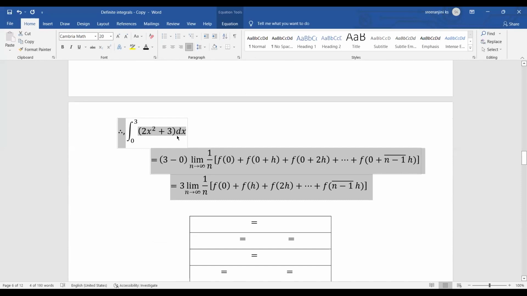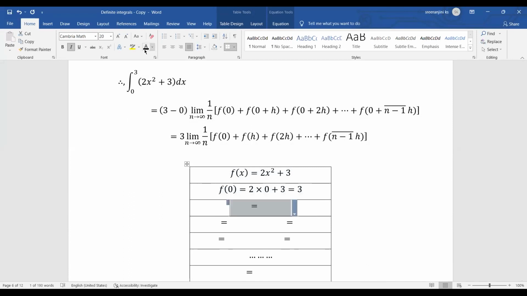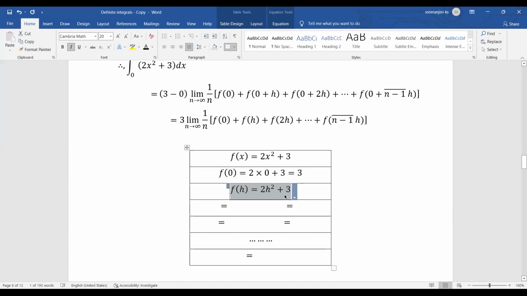Integral 0 to 3, 2x square plus 3 dx is 3 minus 0, limit n tends to infinity, 1 by n, f of 0 plus f of 0 plus h, that is f of h, f of 0 plus 2h, f of 2h plus etc. plus f of n minus 1h. We can find the values one by one. F of x is 2x square plus 3. Now we need f of 0. F of 0 is 2 into 0 plus 3, that is 3. Now we need f of h. F of h is 2h square plus 3.